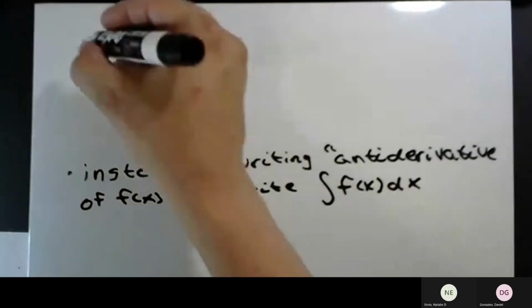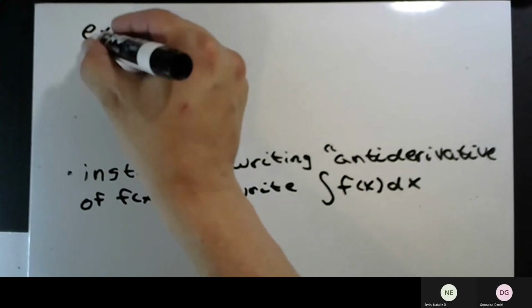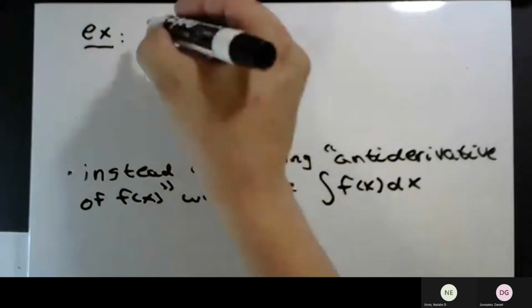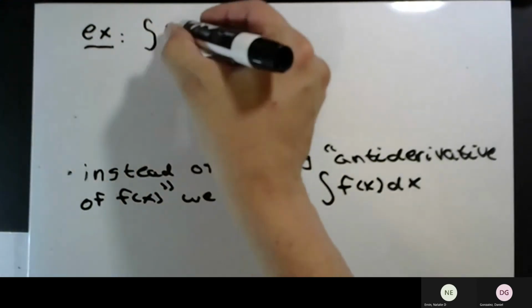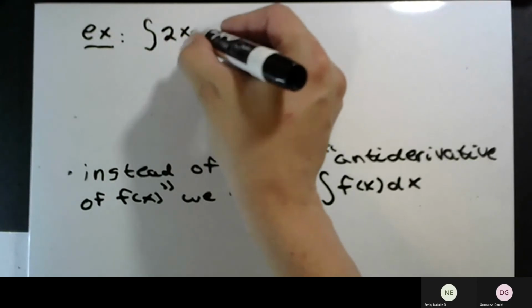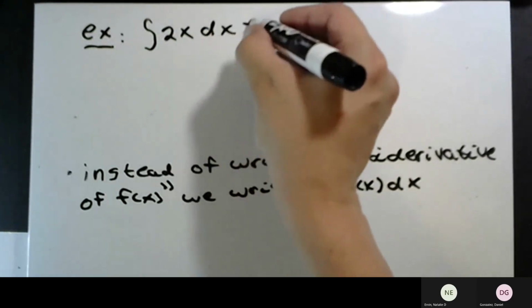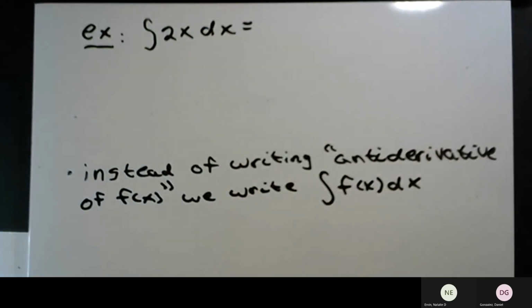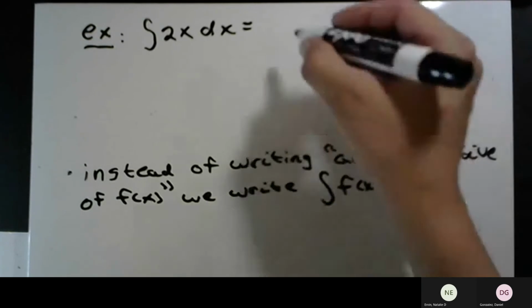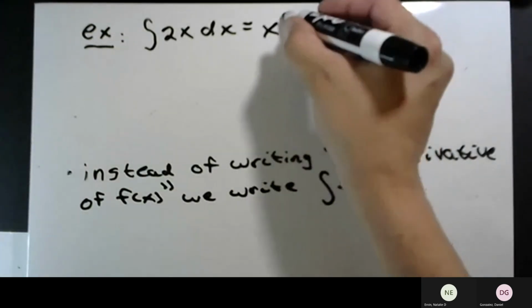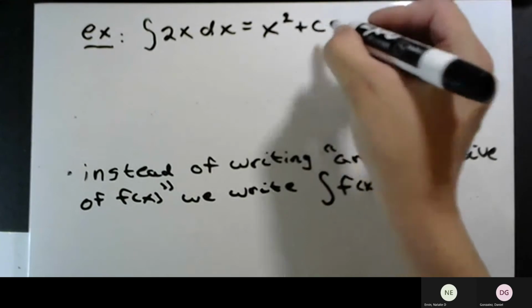But now we're going to go back and do things properly. So now we'll write this, and this is called an indefinite integral. We'll get more into this later. So now we'll say it's x squared plus c.